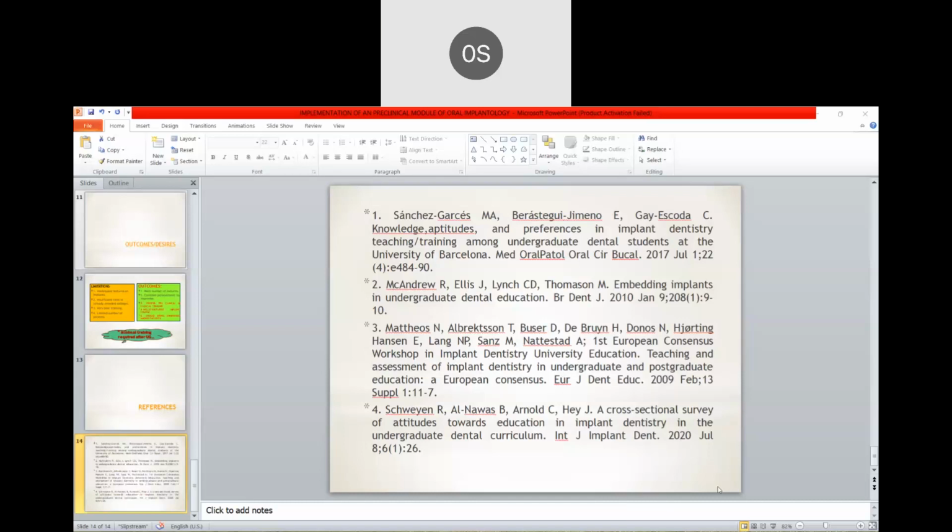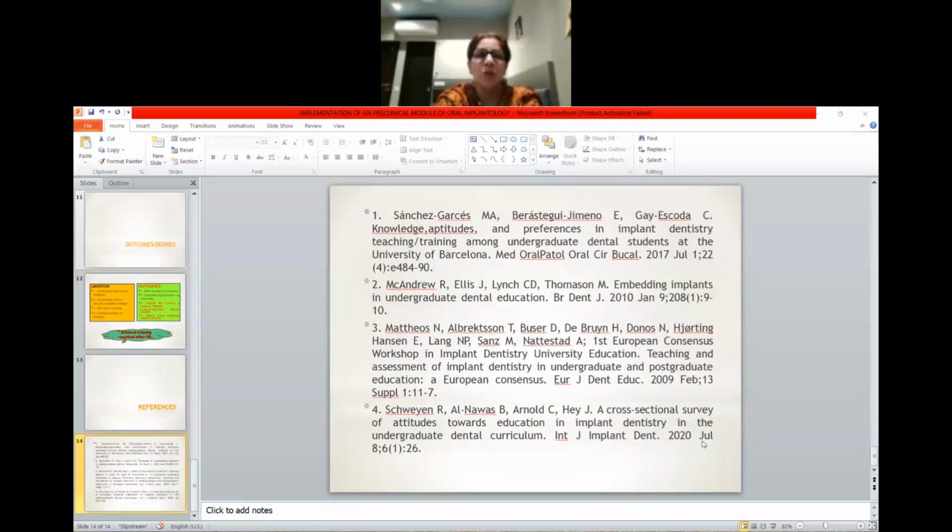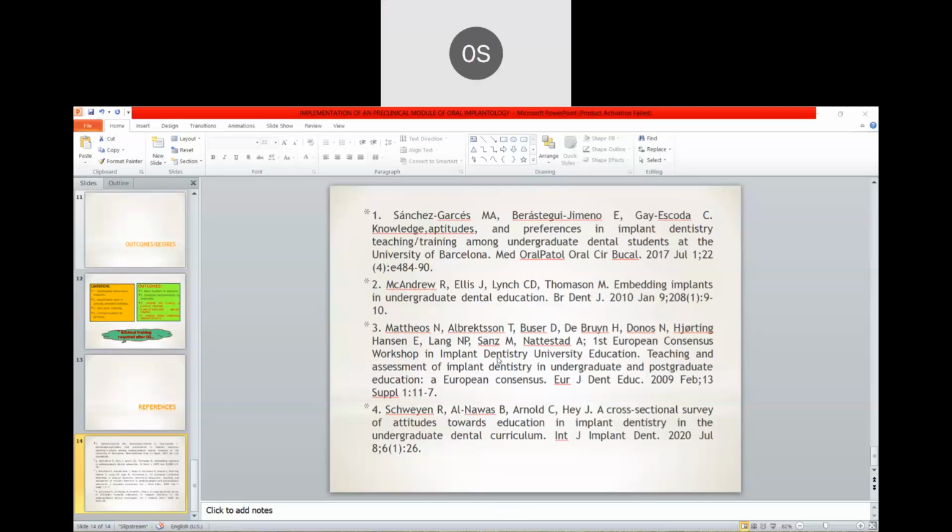So, Siddharth, what I understand is you are trying to have a new module in the BDS curriculum which involves oral implants, right? Yeah, madam. It is already there, madam. The theoretical part, the council is giving the syllabus, but the teaching part is not being implemented.